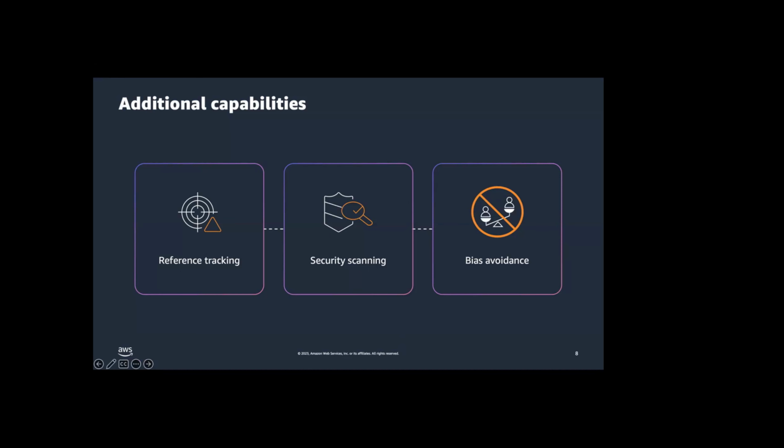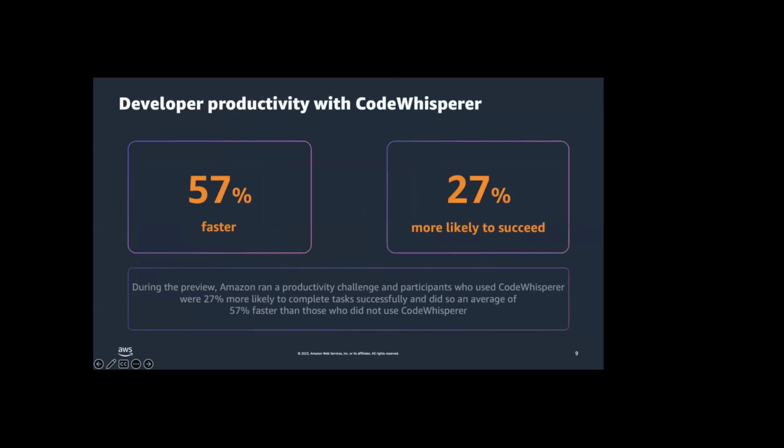And then bias avoidance. This is a much different thing, but in case you have some kind of bias that you're putting in your code, I'm not sure. I'm not exactly sure what that is.